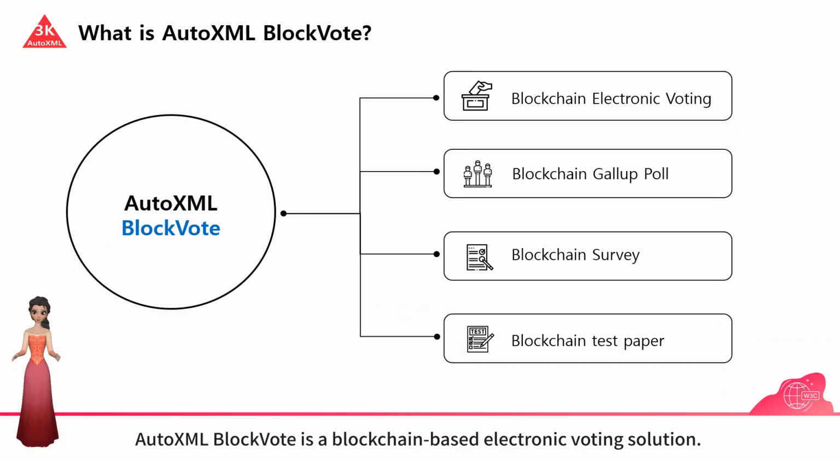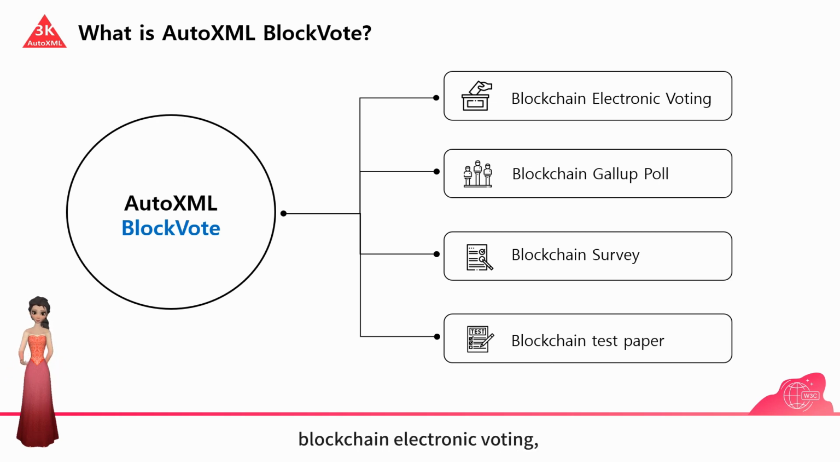AutoXML BlockVote is a blockchain-based electronic voting solution. Within this solution, blockchain electronic voting, blockchain Gallup polls, blockchain surveys, blockchain tests, and more are possible. Transparency is ensured, because the collected data is stored on the blockchain as a distributed ledger. Because there is no risk of hacking, counterfeiting or tampering.